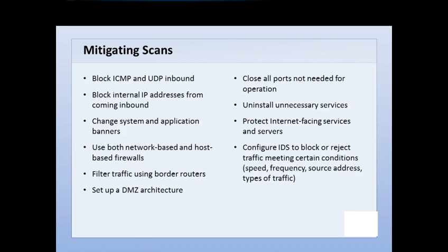So what are the things we need to look at and block and protect? Well, we want to block ICMP and UDP protocols into the network. In other words, if they're coming into our network from another network, we want to block them. We don't necessarily need those to come into our network. We also want to block internal IP addresses from coming into our network. Now, why would you think we might want to do that?